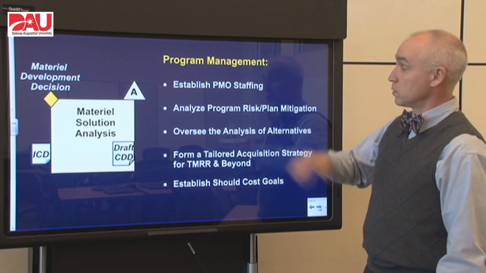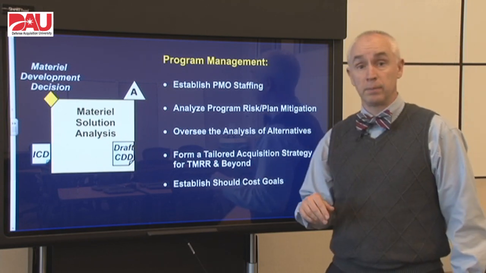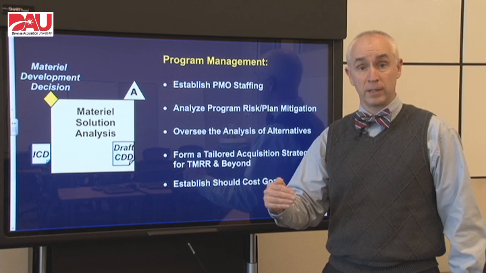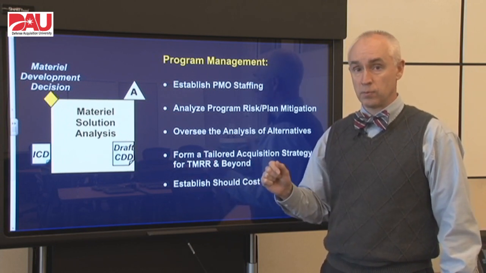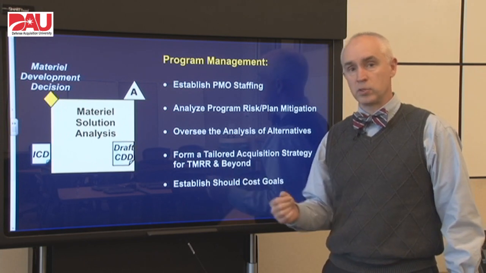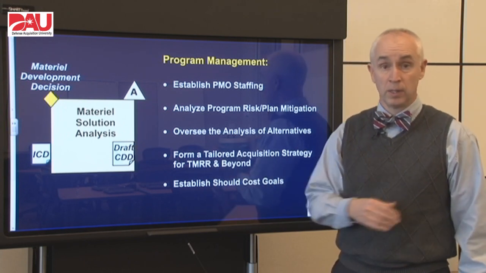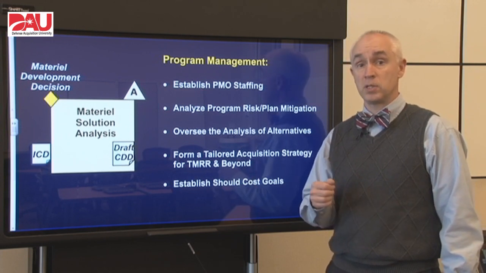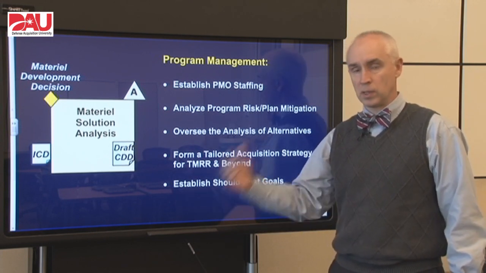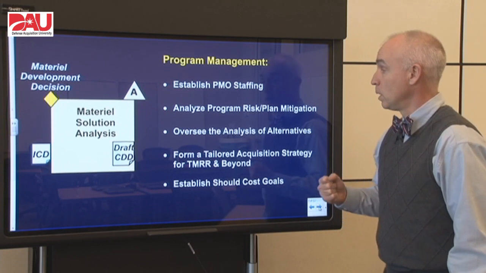We're also going to analyze our program risk and plan mitigation. This is one of the early activities that is then going to follow us all the way through the acquisition framework. We're going to go through that cycle of risk management where we identify the risks, then we figure out how we're going to mitigate them, and then we go ahead and put that mitigation in place. Then we analyze the risks again. We're just going to keep doing that.